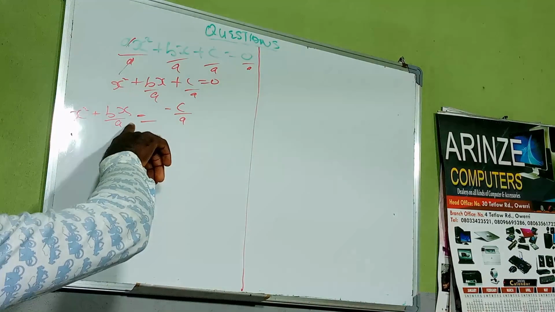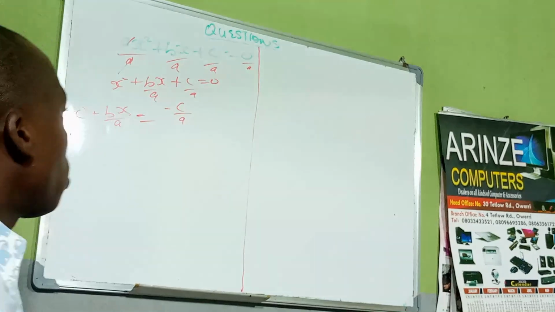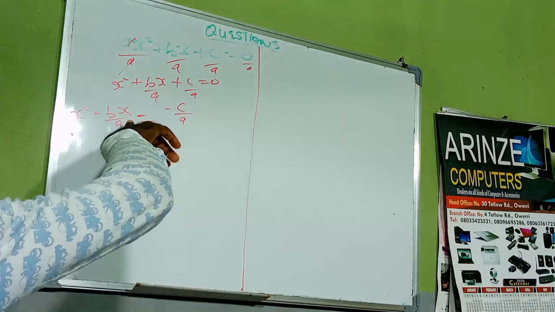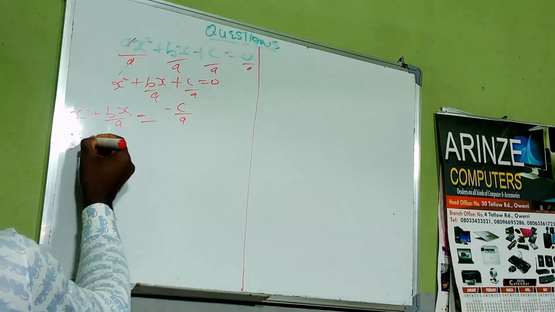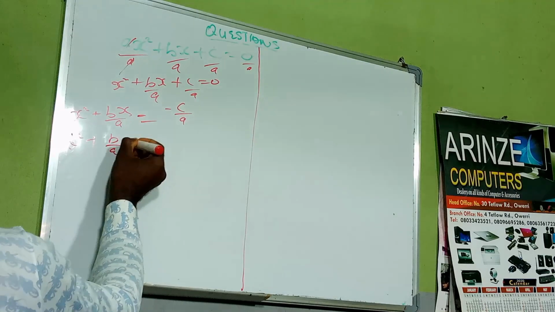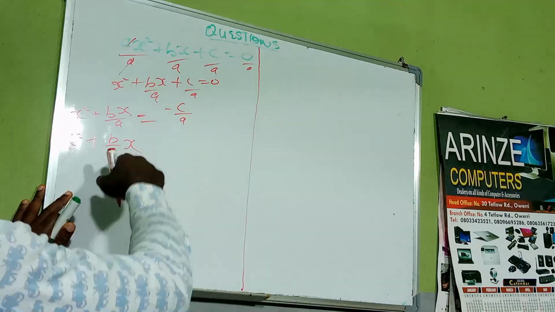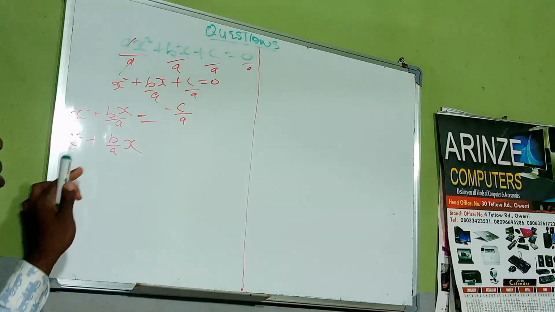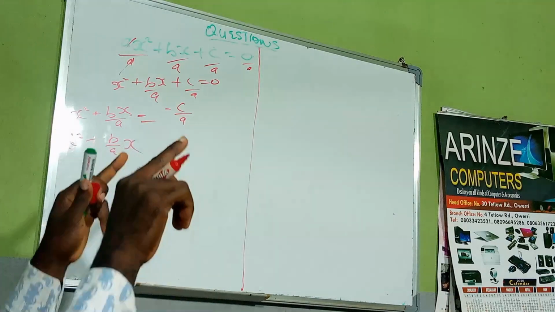So the coefficient of x is b over a. Coefficient means what is in front of something. So the coefficient of x is b over a, and half of b over a is b over a times 1 over 2. Then the square of it is b over a times 1 over 2, all in brackets squared.